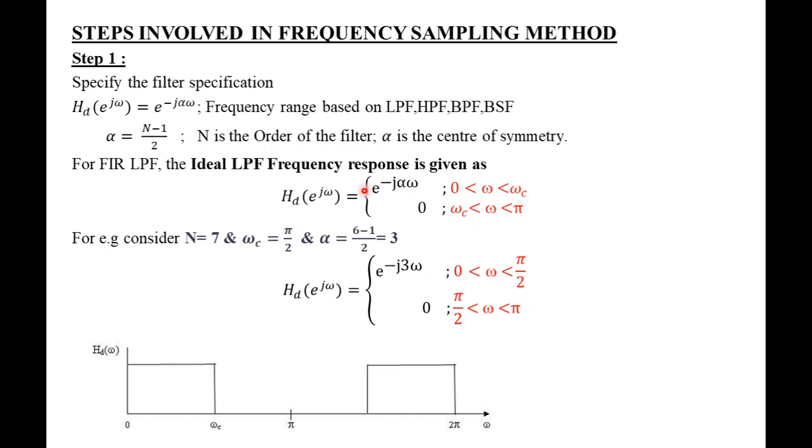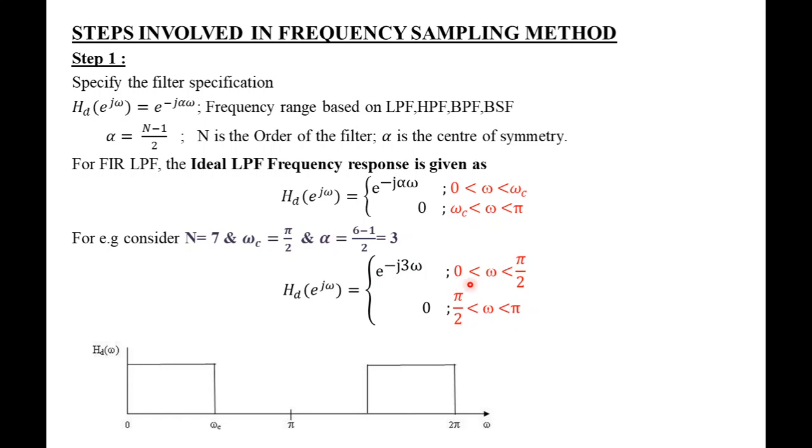So here we can observe that omega c is the cutoff frequency of the filter, and since it's a symmetric filter, the response of the filter from 0 to pi is symmetric again from pi to 2 pi. This symmetric feature is the one that is exploited in this linear phase FIR filter design. Let us further explore this by taking an example. Order of the filter N equal to 7 and cutoff frequency equal to pi by 2, which obviously gives alpha equal to 3. So Hd of e power j omega is given as e power minus j 3 omega.